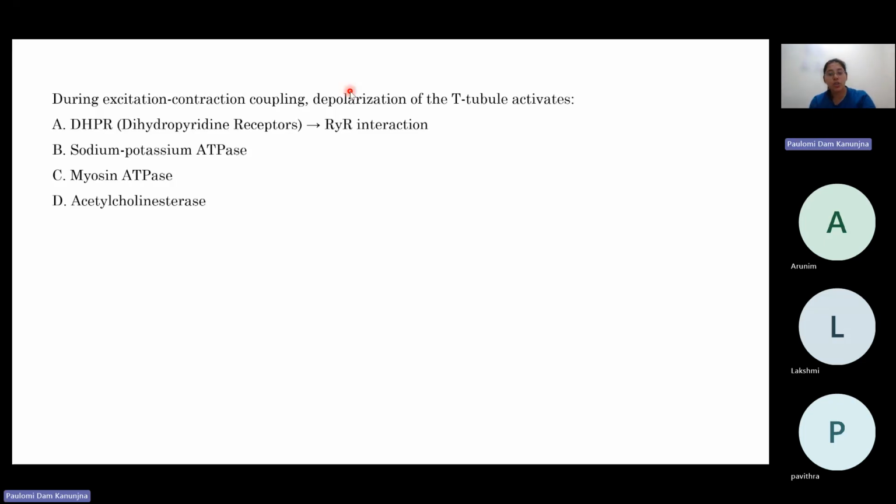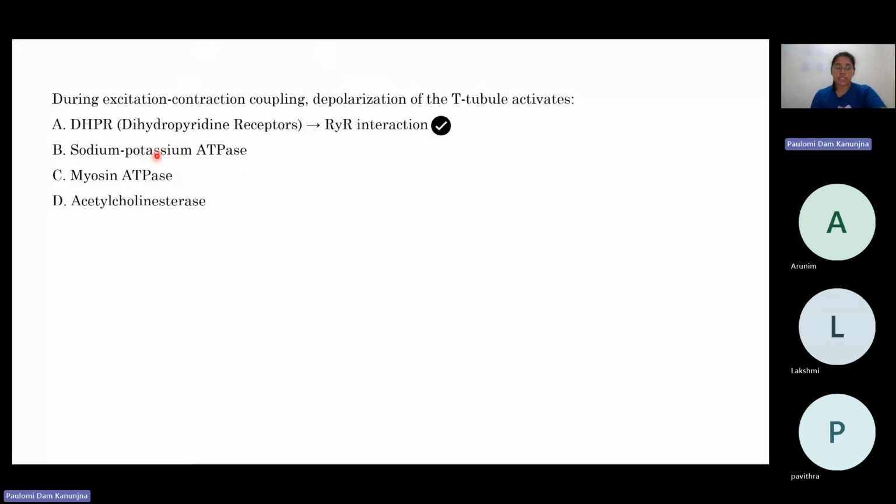Okay. Again, I've got two responses, and this time the correct answer is this one. Depolarization leads to the two receptor interaction. This ATPase, myosin ATPase, and acetylcholine esterase, this is nothing at all. This fourth option is just out of the bounds. The first question, this ATPase here, this ATPase is the reason for the depolarization.